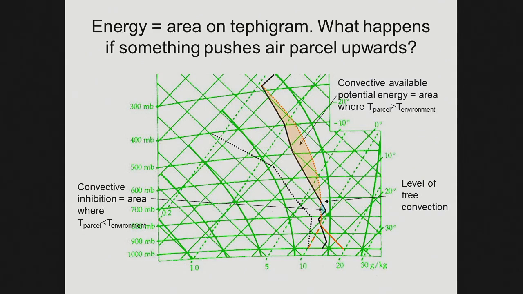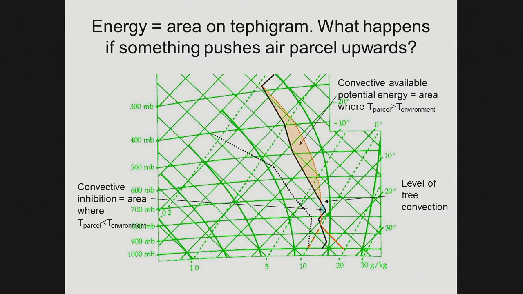The parcel now is buoyant, and it'll rise all the way up to the tropopause, and you have a lot of energy potentially that you can release, and this is called the convective available potential energy. The acronym is CAPE, C-A-P-E. If you don't have any CAPE, you're not going to have any deep convection. Convection in the boundary layer, but not deep convection.